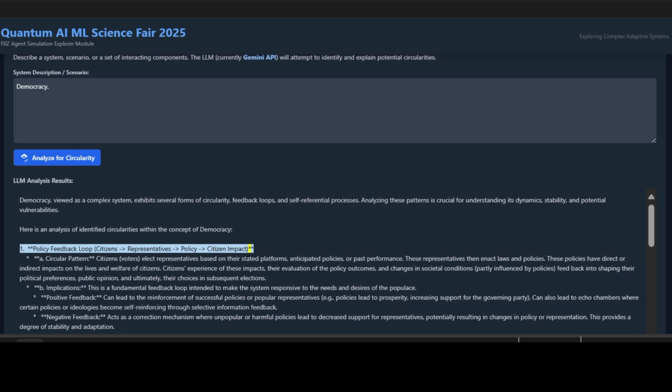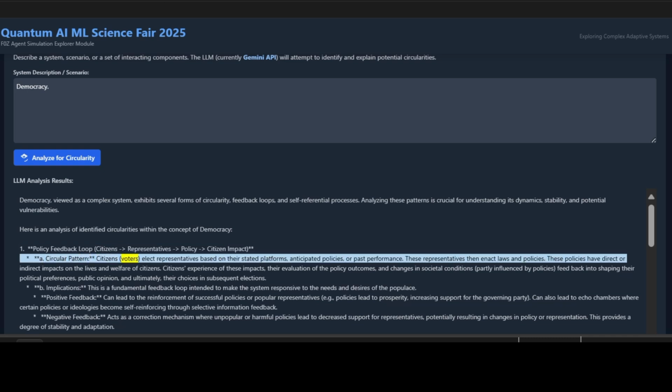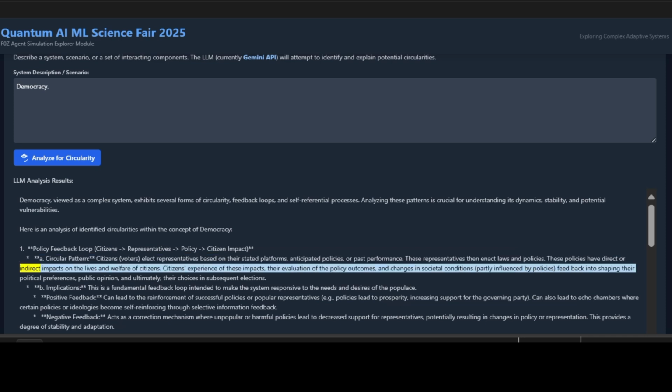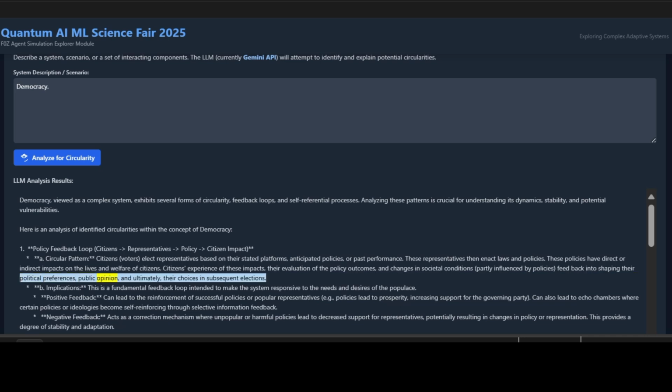citizens, representatives, policy, citizen impact. A, circular pattern: citizens, voters, elect representatives based on their stated platforms, anticipated policies, or past performance. These representatives then enact laws and policies. These policies have direct or indirect impacts on the lives and welfare of citizens. Citizens' experience of these impacts, their evaluation of the policy outcomes, and changes in societal conditions, partly influenced by policies, feed back into shaping their political preferences, public opinion, and ultimately, their choices in subsequent elections.